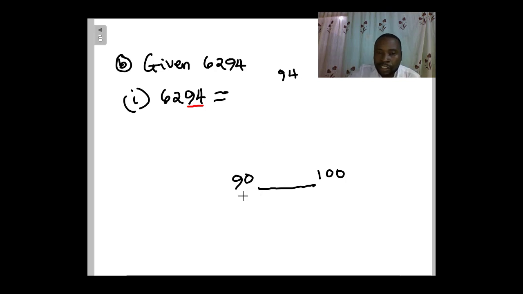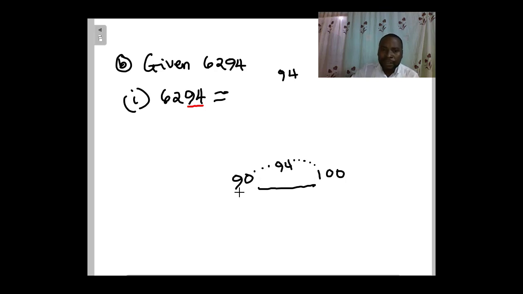Okay, so let's check. How many steps do I have if I'm returning from 94 to 90? From 94, I have 93, 92, 91, 3 steps. And the 4th step, I'll be at 90. But if I want to go to 100, how many steps do I have to take before I can go to 100? 95, 96, 97, 98, 99. Plenty of steps here. See, 1, 2, 3, 4, 5 steps in between. 1, 2, 3 steps in between.